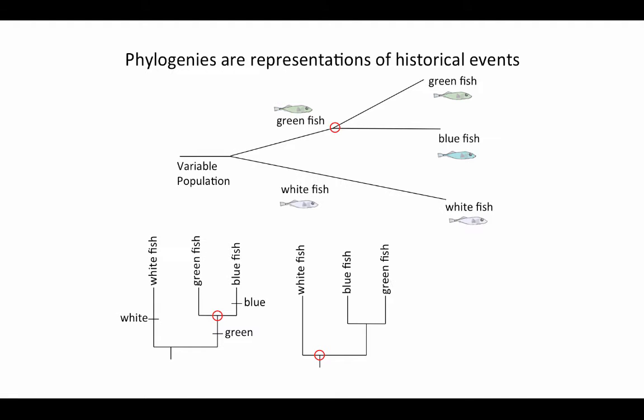If we even look at deeper nodes, so this earlier node, we can rotate around that node too and have blue fish and green fish now on the left and white fish on the right. And they both represent identical evolutionary hypotheses. A common ancestor splitting into two descendants, and the representation of which is on which side makes no difference whatsoever.